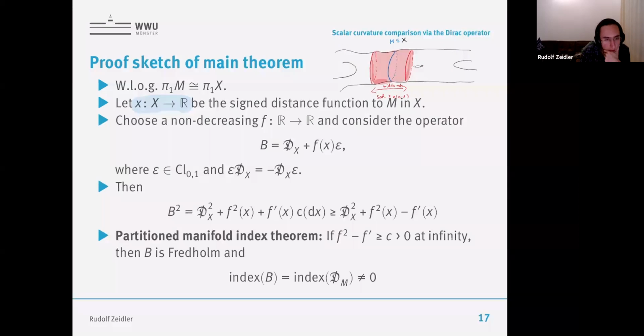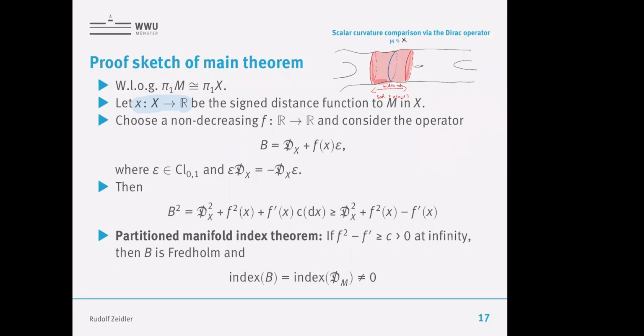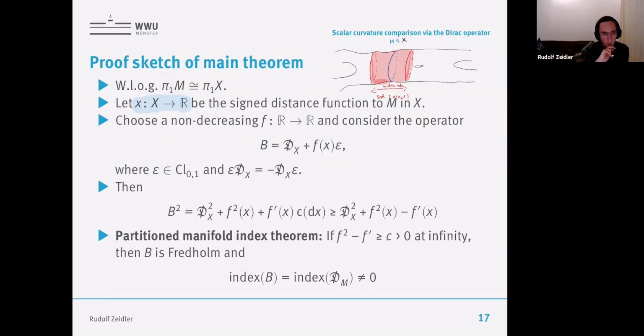And now we want to do index theory on this manifold X. The problem is, if it's non-compact, then you cannot just take the Dirac operator and expect it to have an index in the completely classical sense, because the manifold is non-compact. Of course, you can do coarse index theory and define a coarse index or something like this. But that's not what we're going to do here. Instead, we're going to take this Dirac operator and modify it by some potential and make it Fredholm in this way.